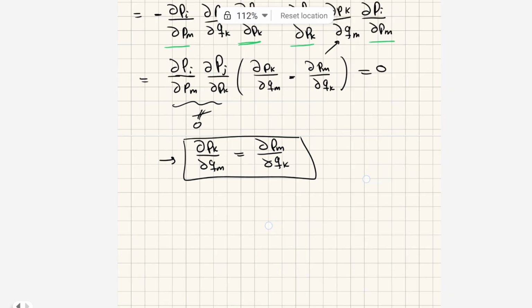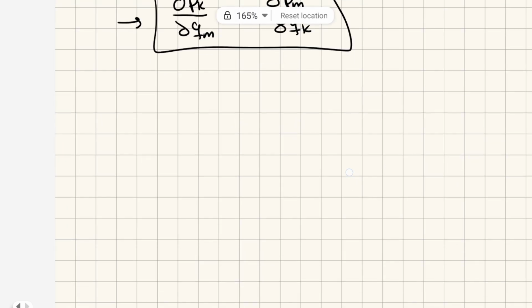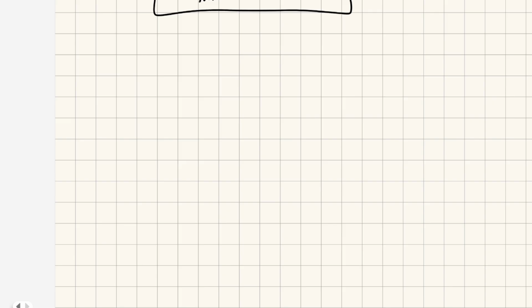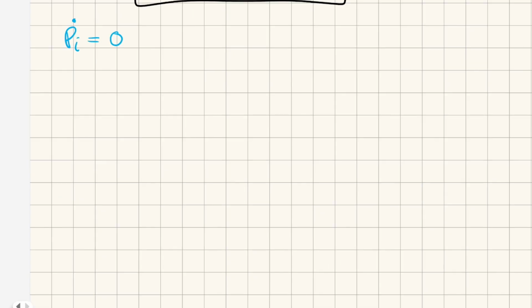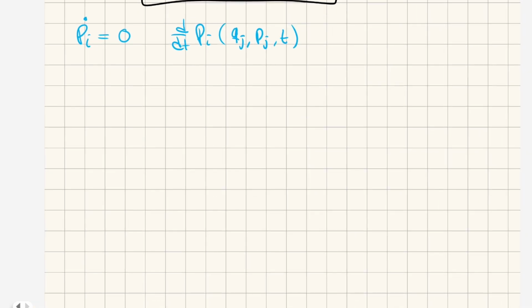Okay. Another hypothesis that we are going to use now is that these upper P's are constants of motion, right? So if they are constants of motion, that means that Pi dot is equal to 0. Okay, so we need to calculate the derivative with respect to time of Pi, which is a function of qj, little pj, and the time, right? So how are we going to use this?